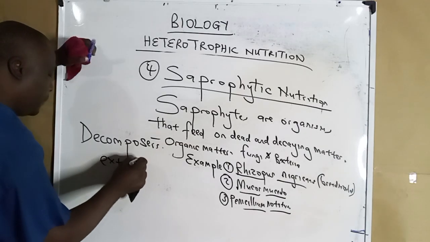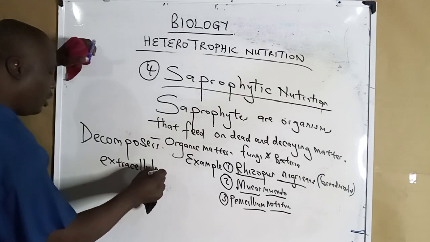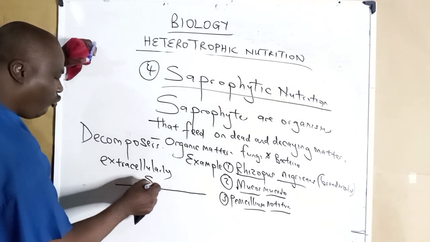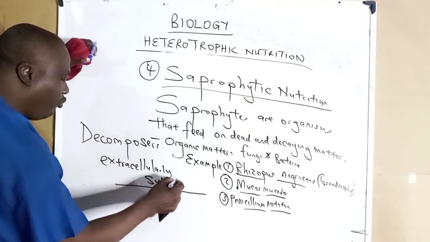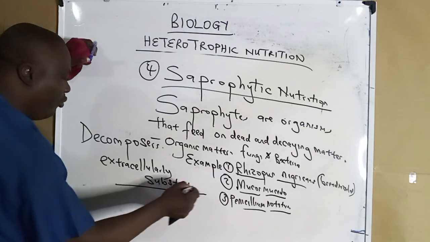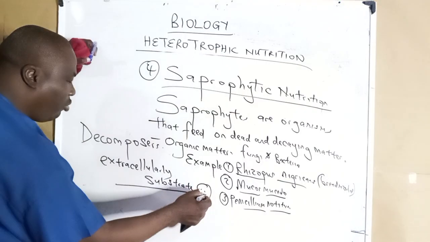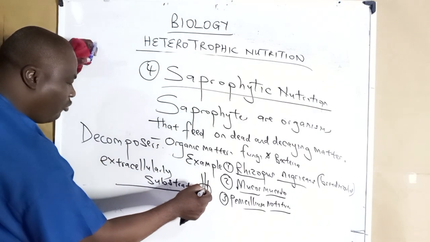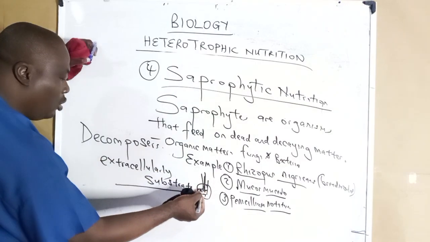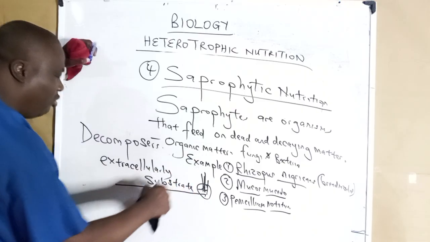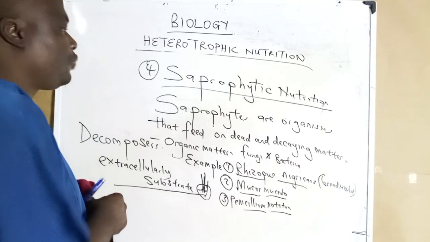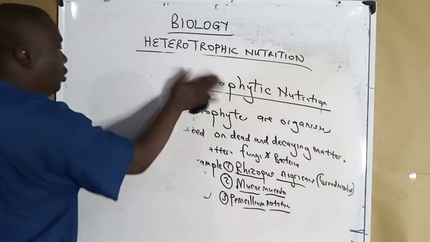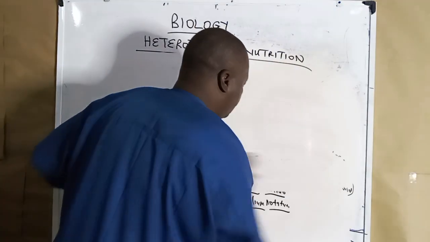This is what happens. The food the saprophytes break down is called the substrate, and they release enzymes onto that substrate. Assuming this is the bread, for example, this is the substrate, and the Rhizopus goes on it. It digests the food outside before it absorbs it into its body, so digestion occurs outside the body, extracellularly. That's saprophytic nutrition.